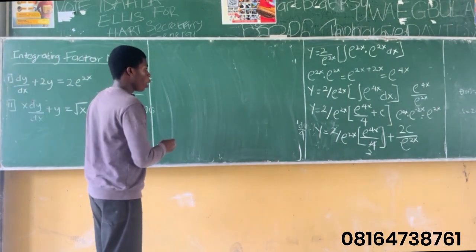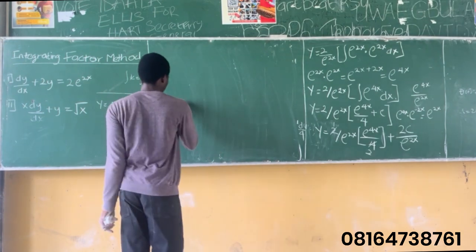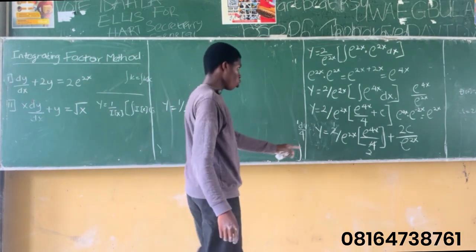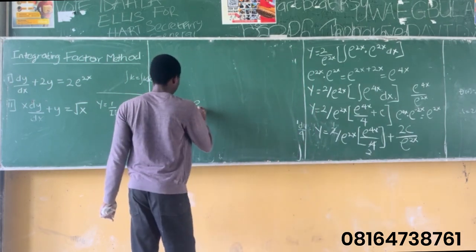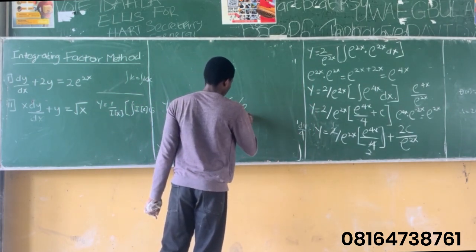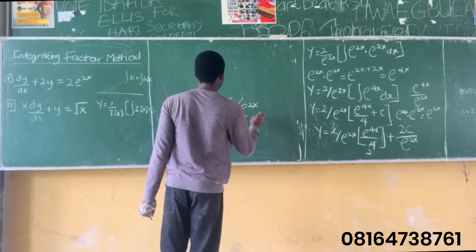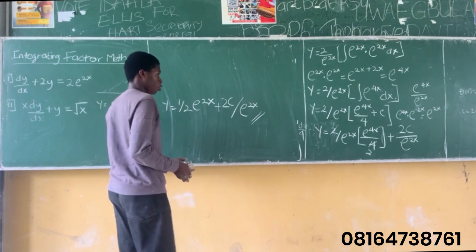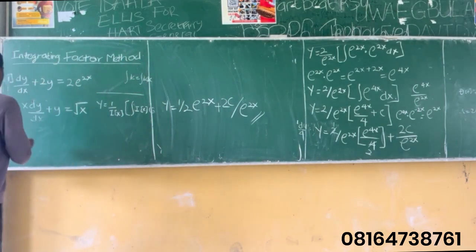So now y is going to be equal to 1 over 2 e raised to the power 2x plus 2c e raised to the power 2x. So this is the final answer for this question 1. And we are going to be attempting question 2 secondly.